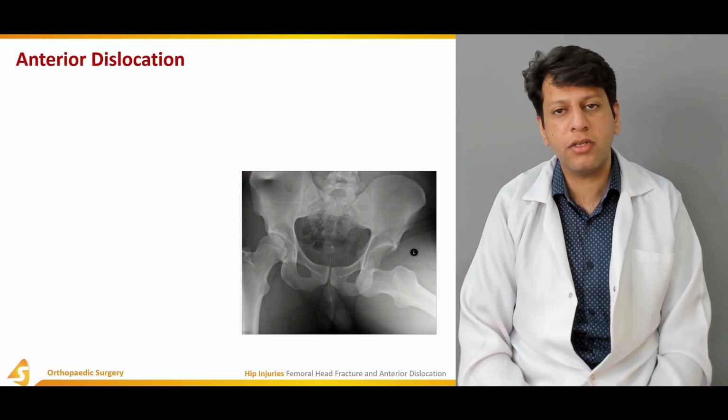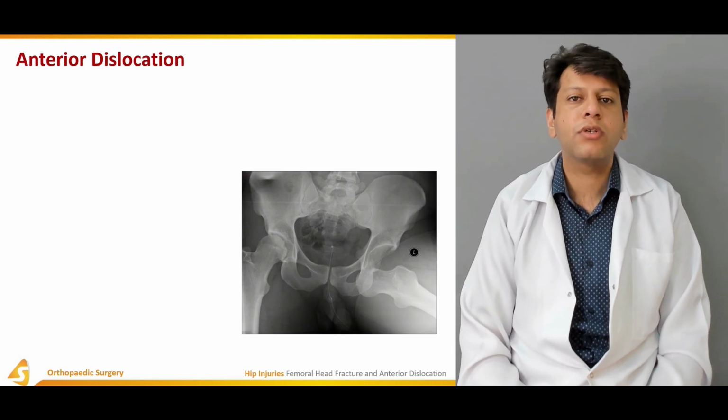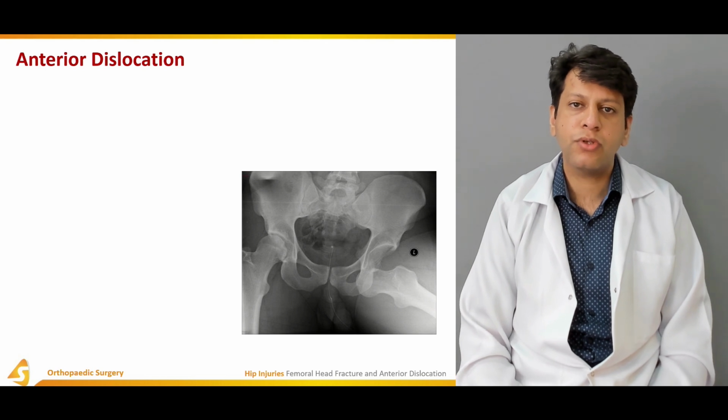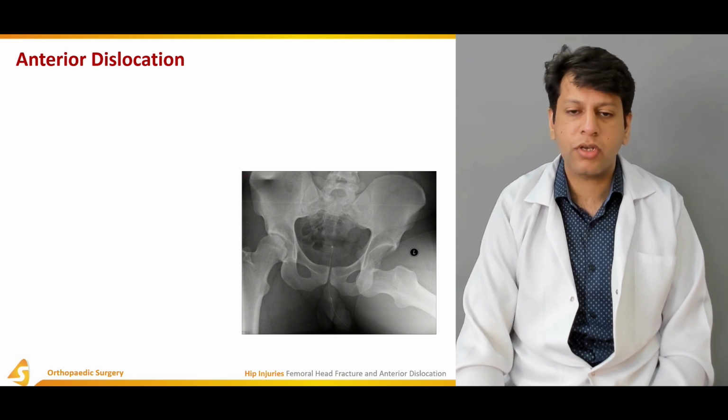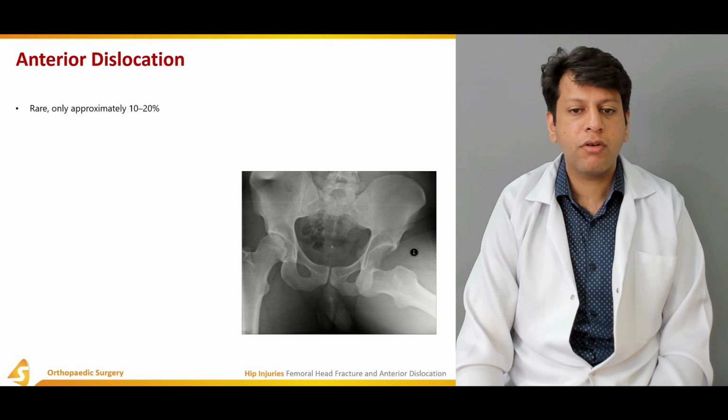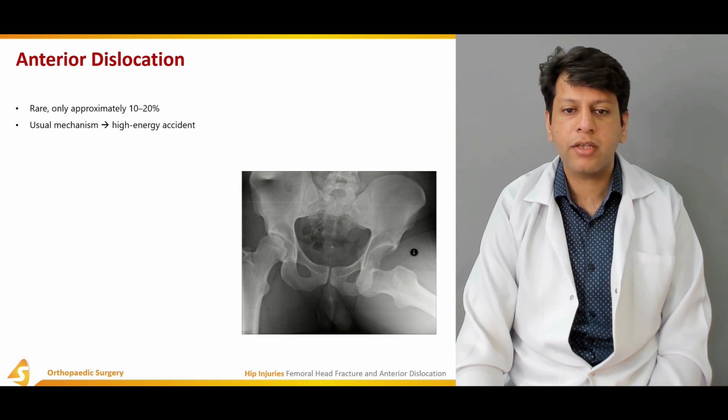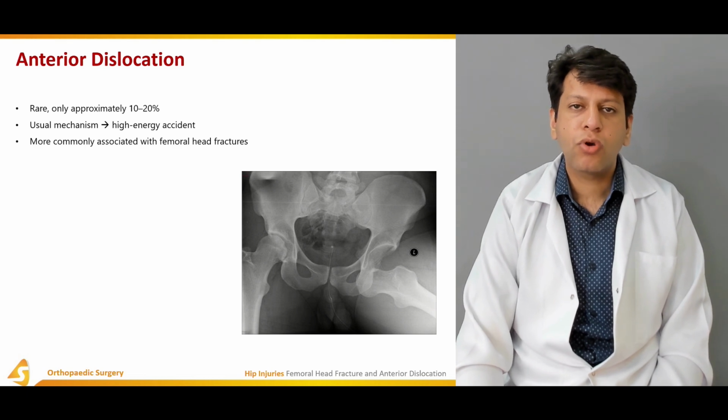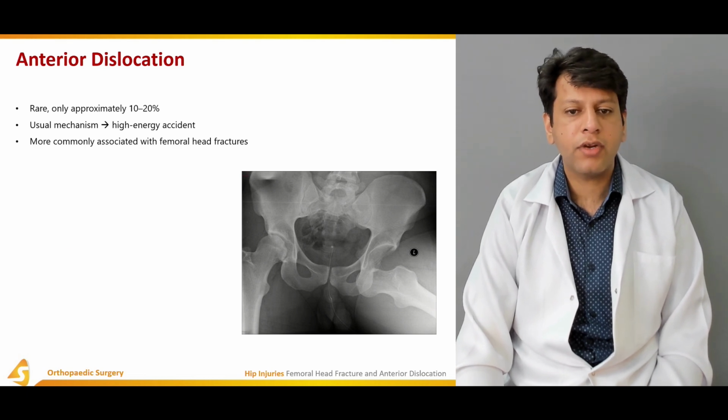Now coming to the anterior dislocation. As I told you, depending upon the position of the leg or the femur at the time of injury, that will determine whether it was an anterior or posterior hip dislocation. It's rare, only approximately 10 to 20% of the cases. The usual mechanism is always high energy trauma, more commonly associated with femoral head fractures.